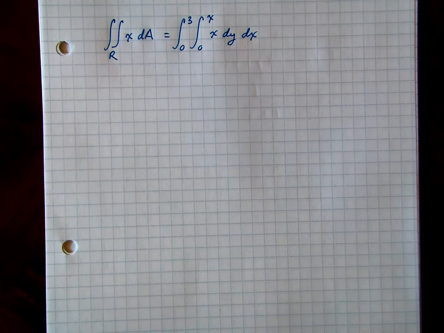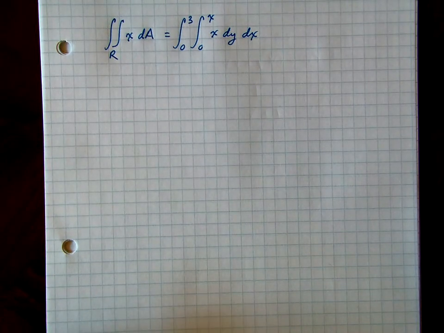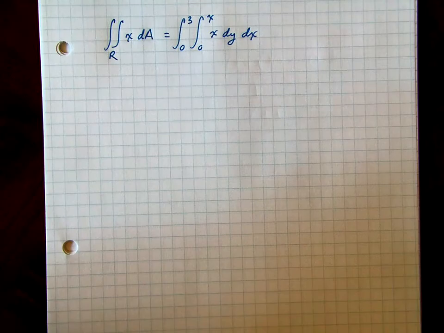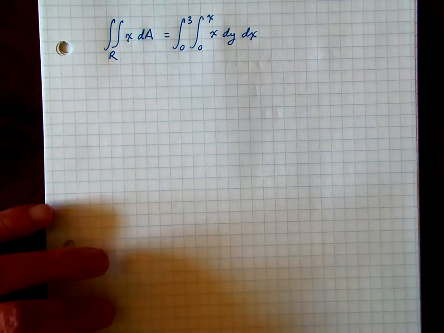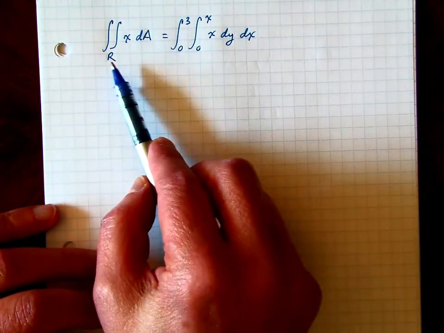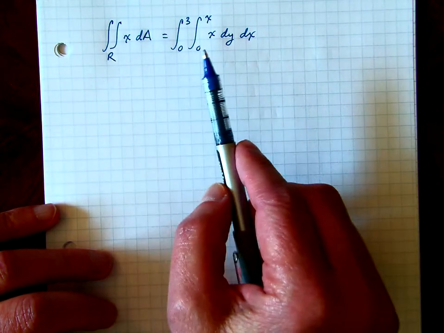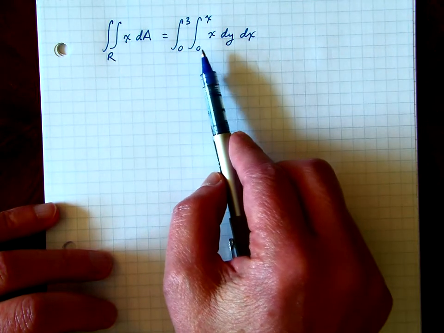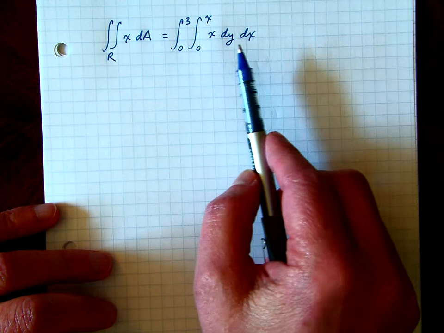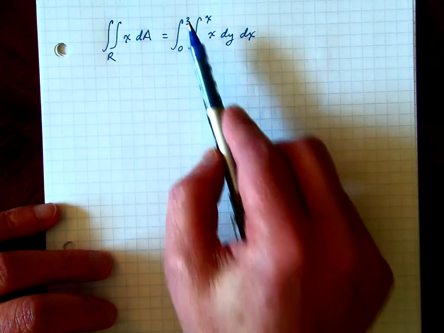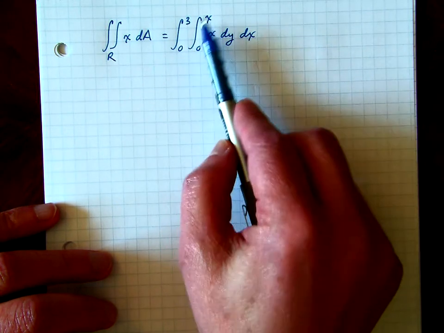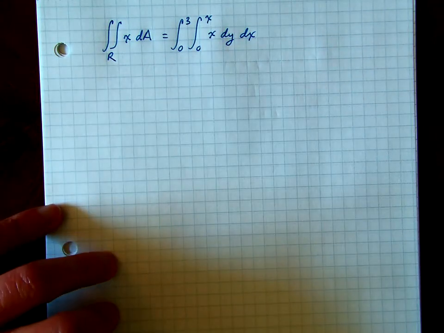I have a double integral I want to do. Eventually, I hope it will become clear why I chose this one. I'm just going to compute it. Apparently, this region R, which has not been specified in any way yet, corresponds to these limits of integration, x from 0 to 3 and y from 0 to x. You may have figured that out already.